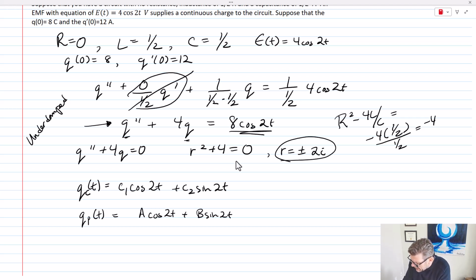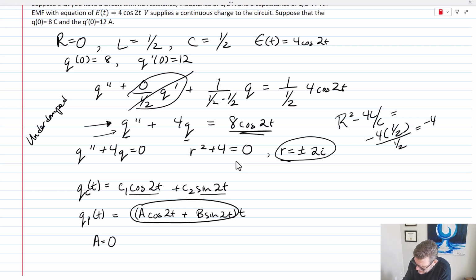But since we actually have cosine 2t and sine 2t as our homogeneous solution, we're going to have to modify. So we're going to modify by multiplying the whole thing by a t. Then we'll take the second derivative and plug that in along with the original function into the original differential equation, and then we're going to solve for a and b. When we do that, we're going to end up getting a equals 0 and b equals 2.